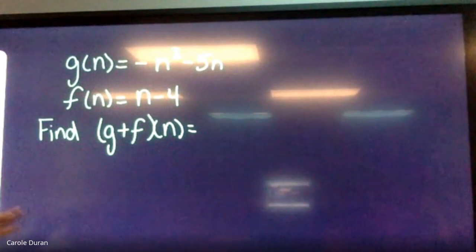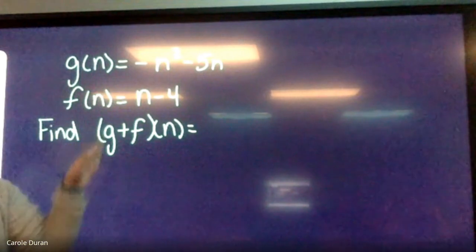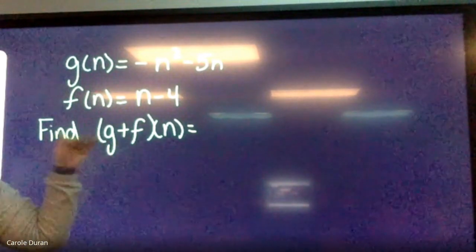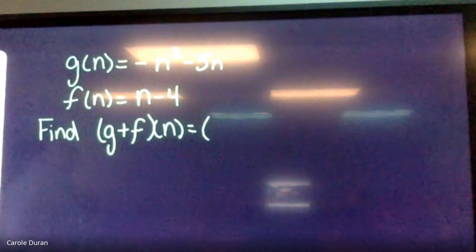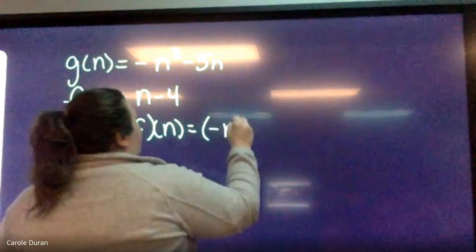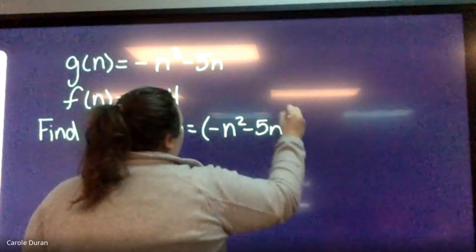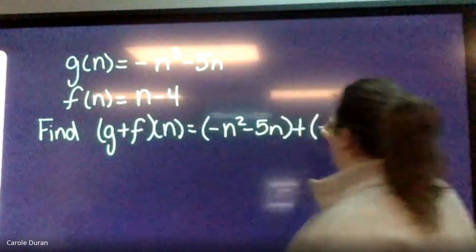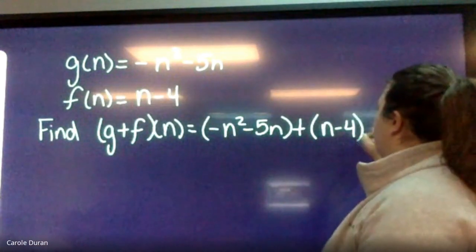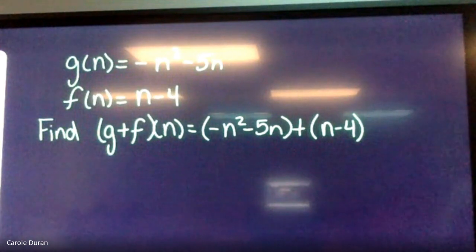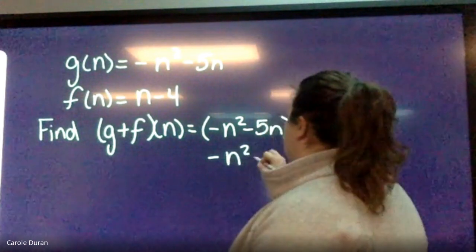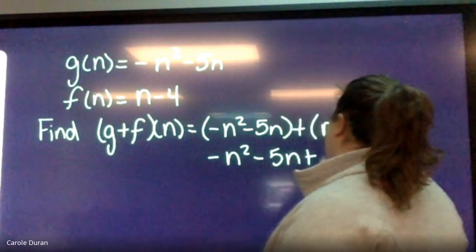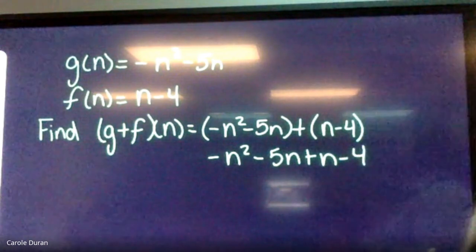So we always move left to right. My first function here is g. My second function that I'm adding to it is f. So this means that g plus f of n is equal to negative n squared minus 5n plus n minus 4. If there were any subtraction here, I would distribute it. There's not, so I can drop the parentheses. And I have negative n squared minus 5n plus n minus 4.